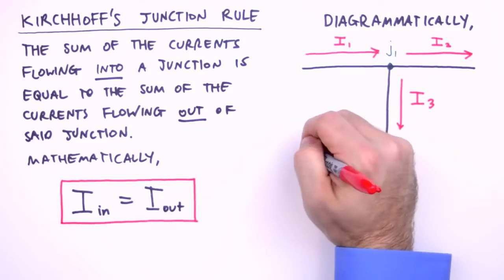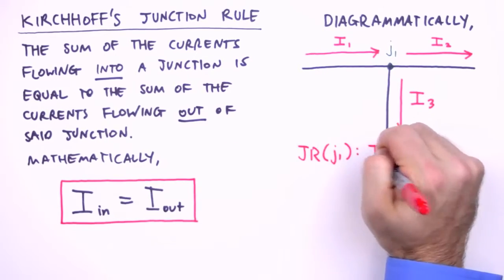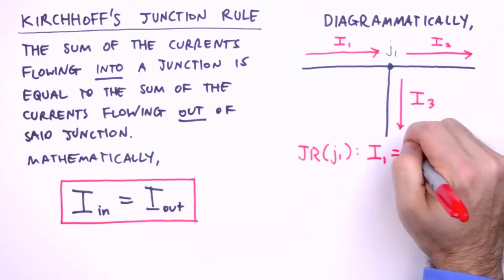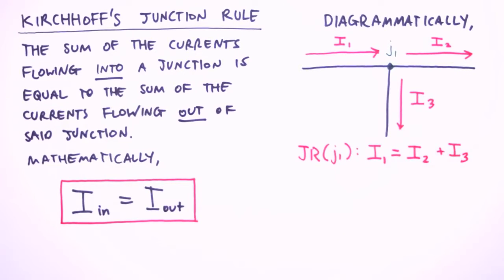So applying the junction rule to J1, we have current in, that's just I1, equals current out, which is I2 plus I3. And that's it. That's how the junction rule is applied to a junction.